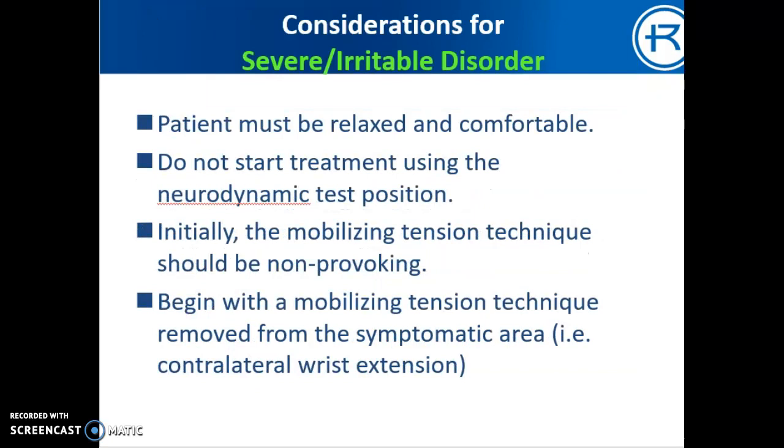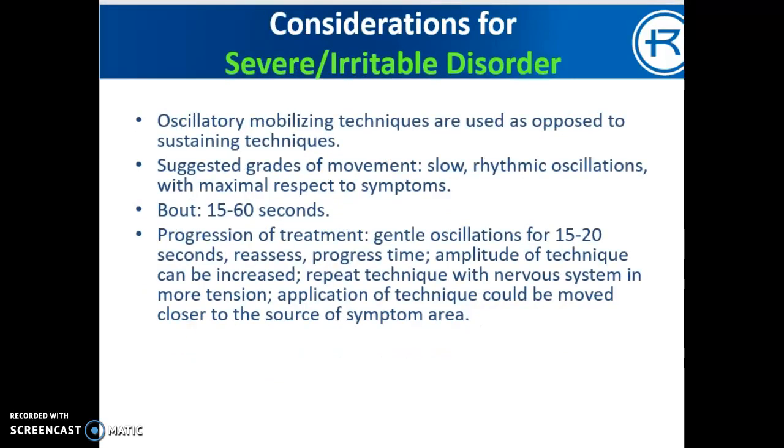So some final considerations for severe and irritable disorder. Patient must be relaxed and comfortable. Do not start treatment using the neurodynamic test position. Initially, the mobilizing tension technique should not be provoking. Begin with a mobilizing tension technique removed from the symptomatic area. And considerations for a severe irritable disorder, again, oscillatory techniques are used as opposed to sustaining techniques. Slow rhythmic oscillations, 15 to 60 seconds, and then you can progress from there.